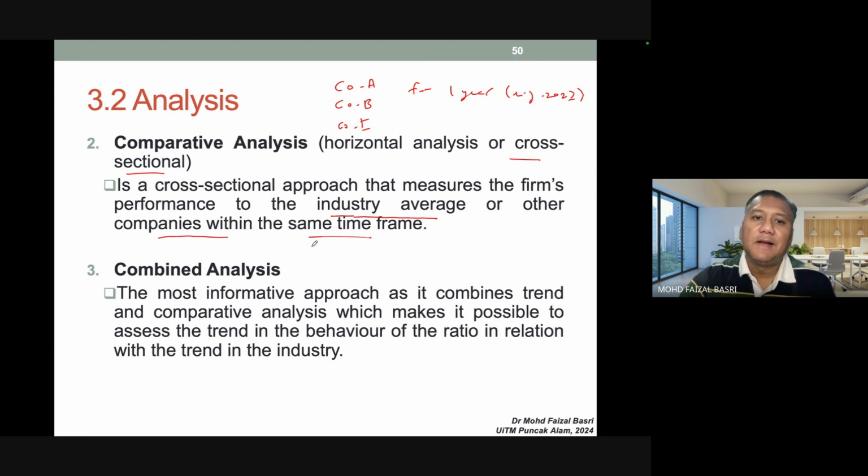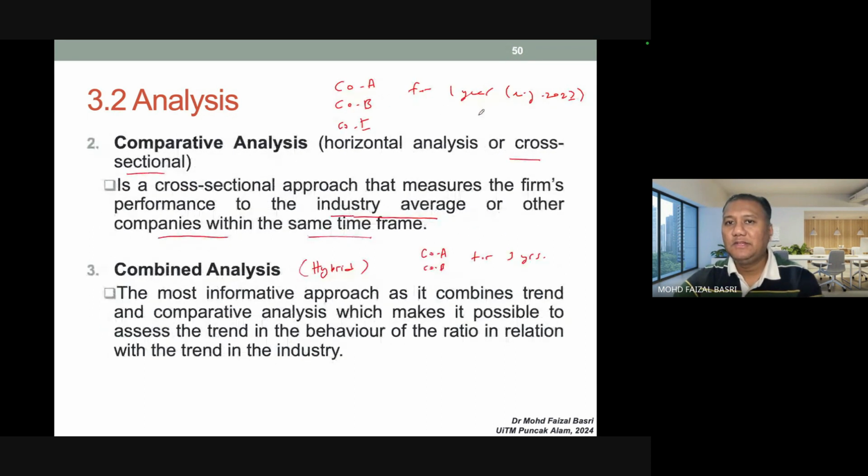The third one is combined ataupun sometimes kita panggil dia hybrid lah. Hybrid analysis. So they combine the time series dengan comparative. So maknanya multiple company, ada company A, company B, and then ada for 3 years contohnya. Okay, nampak kalau tadi satu company 3 tahun, yang kedua ni banyak company 1 tahun, but kalau hybrid, multiple companies, multiple years. Okay, and this is the most informative approach because they combine both trend dengan comparative, and it is better sebenarnya for your own analysis.